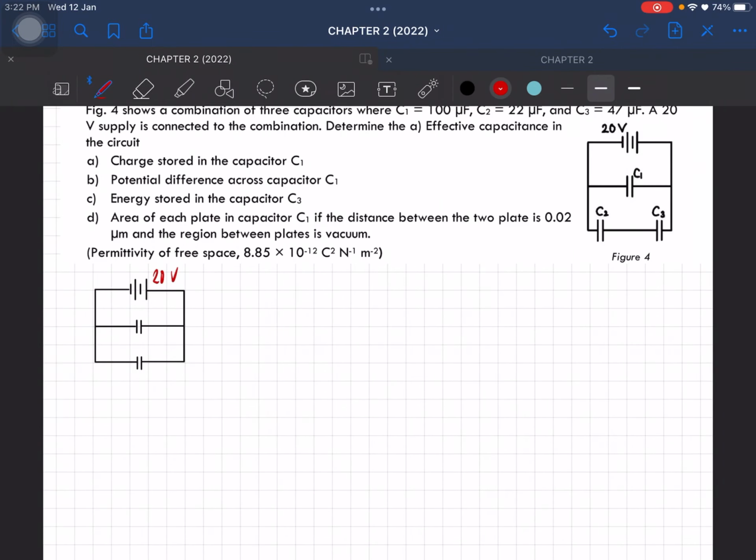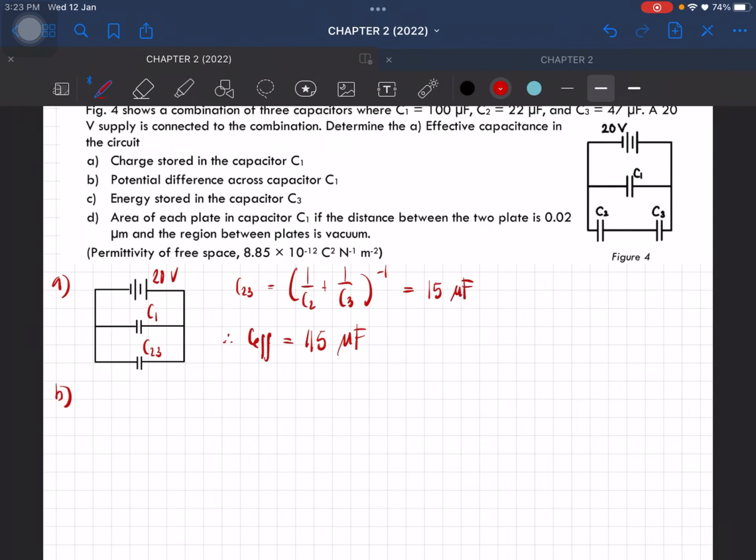So this is 20 volts, this is C1, this is C2 and C3. C2 and C3 are connected in series, so 1 over C2 plus 1 over C3, which is equal to 15 microfarad. Okay, and then we can calculate the effective capacitance. This is connected in parallel, so this will become 115 microfarad. So that is the effective capacitance.